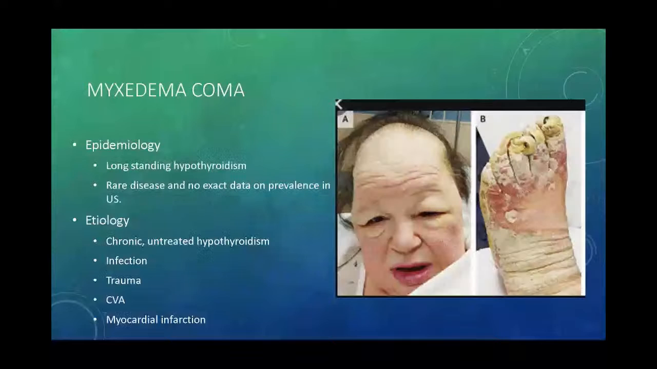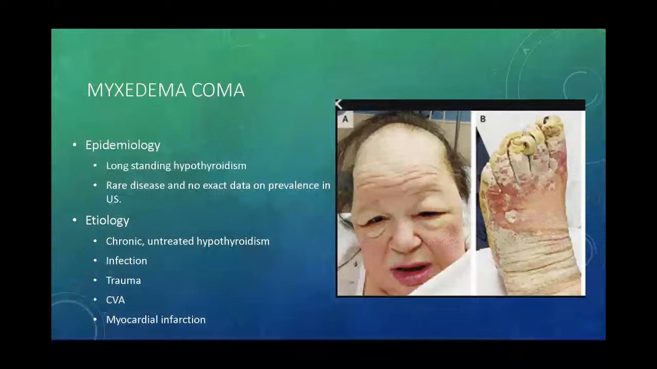So moving on from that, we'll talk about myxedema coma. This is an even rarer disease process. I actually couldn't find any data on the incidence or prevalence in the United States. So some of the data I found is from studies performed in Spain and Japan, and they had a prevalence of about 0.22 cases per 1 million within 1 year. So it's very rare to find patients presenting at this stage.